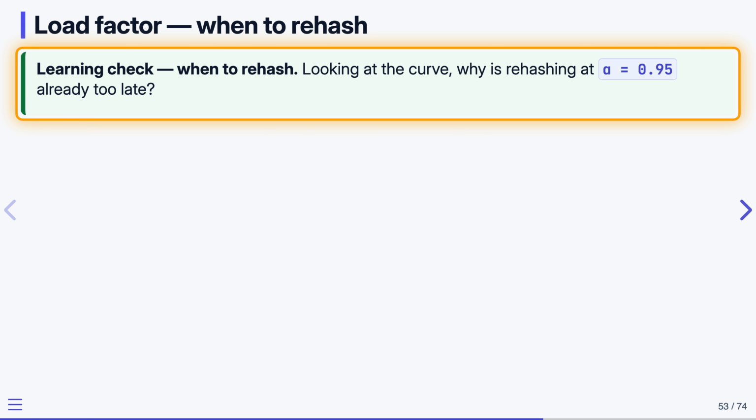Now your turn. Looking at that curve, why is rehashing at alpha equals 0.95 already too late? Think about where the curve is by then.